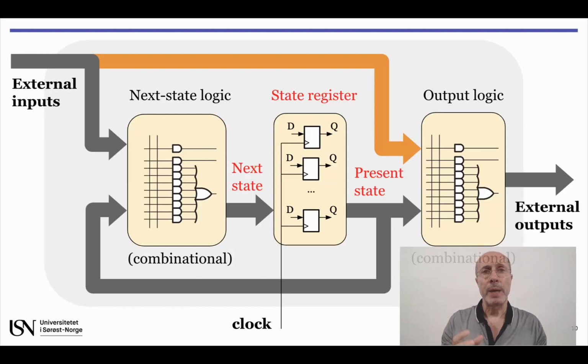This explains why the direct connection between the external inputs and the combinational output logic was represented in a different color in the general block diagram for synchronous sequential circuits. It's just that it marks the difference between the two types of machines. We will have Mealy when the connection is present and Moore when it is absent.